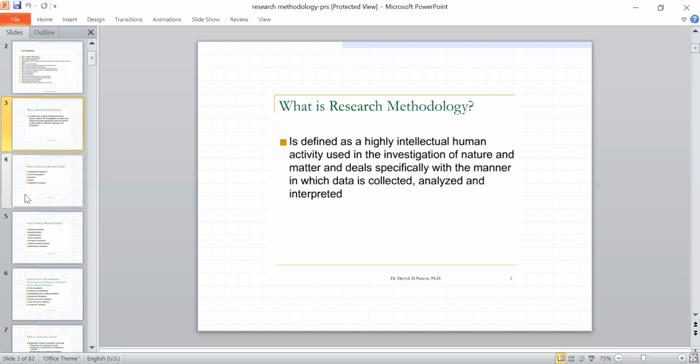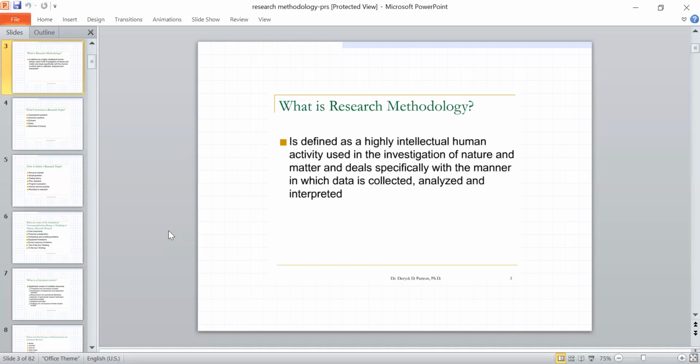So what is the definition of research methodology? A highly intellectual human activity used in the investigation of nature and matter, dealing specifically with the manner and means of data collection, analysis, and interpretation. Three parts: collection, analysis, interpretation. This is the intellectual human activity. If you have funding, somebody giving 50 lakhs, we can conduct experiments. That is one. Then it leads to publication and leads to patent. But the funding is one thing; the doing is also an intellectual manner.